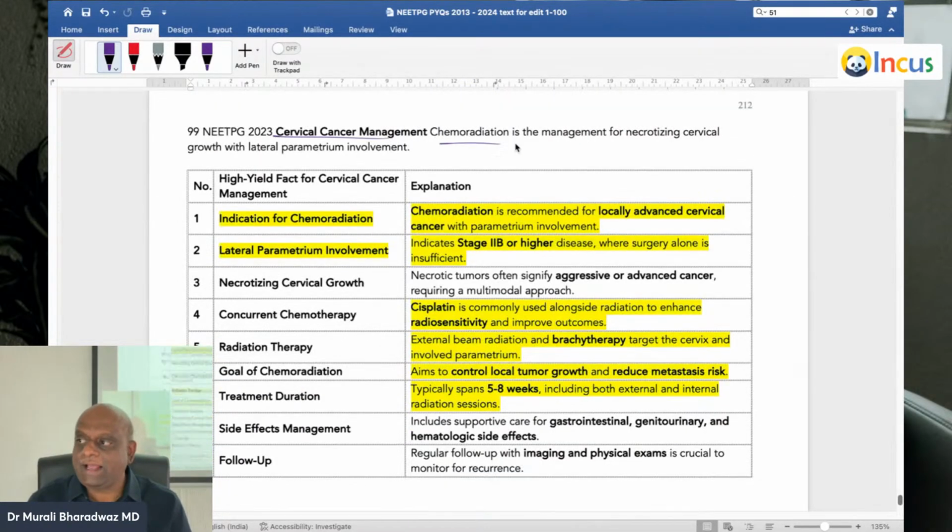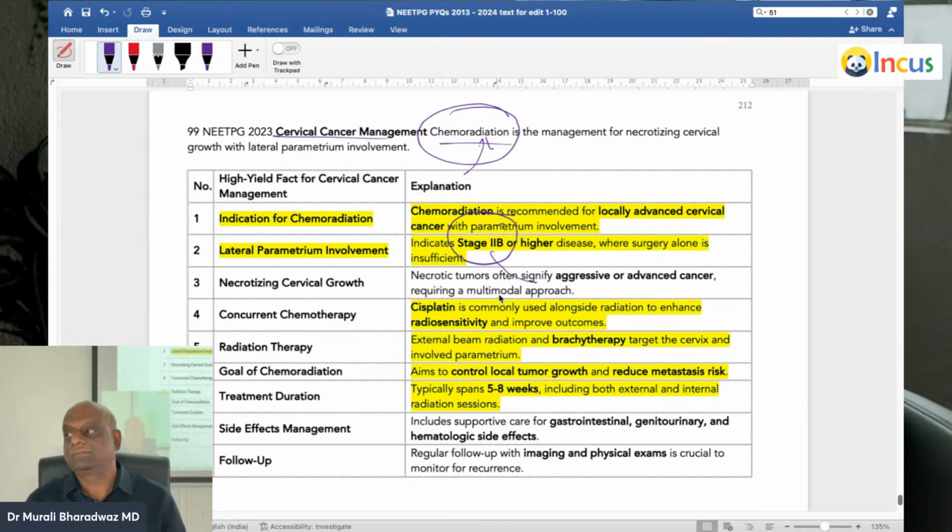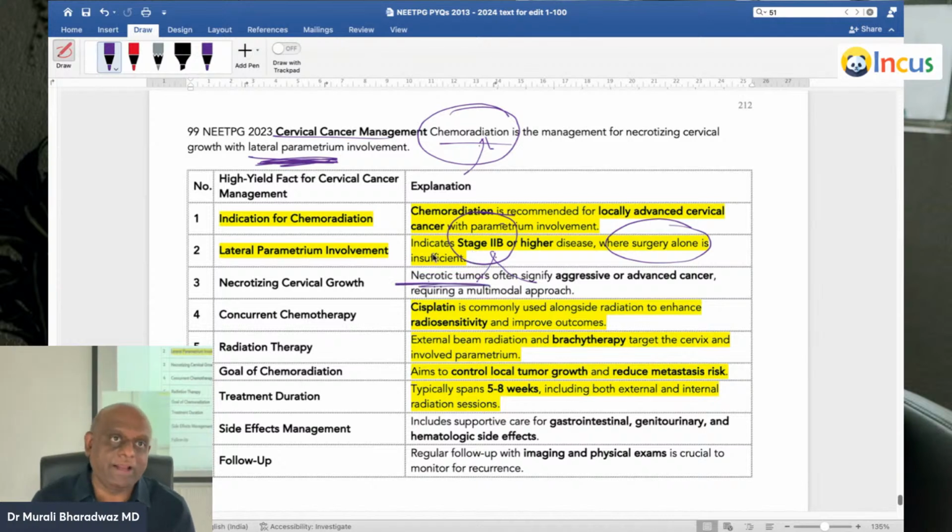Then for cervical cancer management, what do you give? Chemoradiation is the one which is indicated for the management of a stage 2B. So why do you call that a stage 2B? Because lateral parametrial involvement comes under 2B. The moment parametrium is involved, surgery alone is insufficient. You need to give chemoradiation.